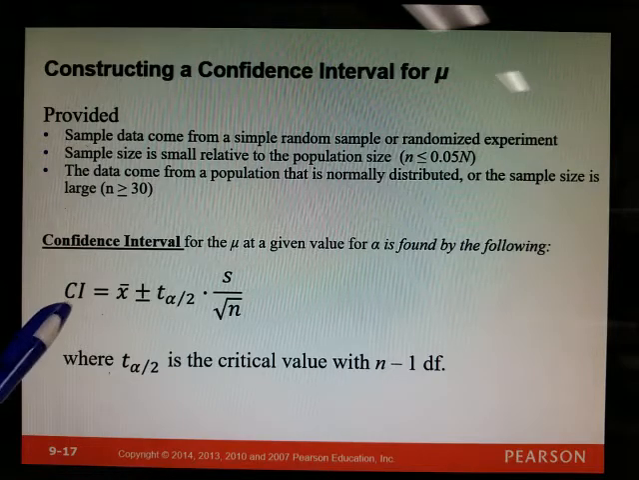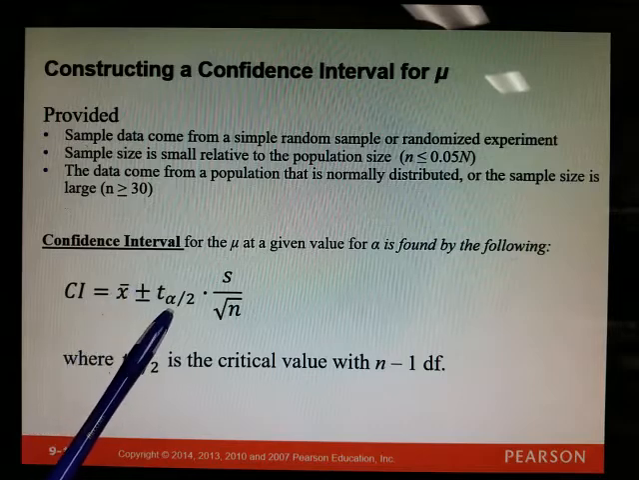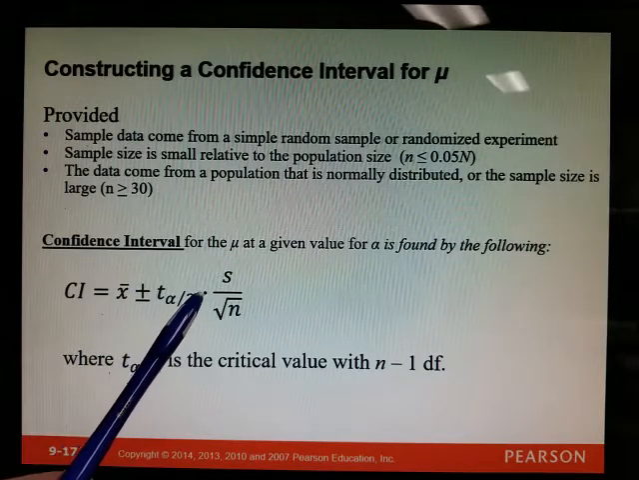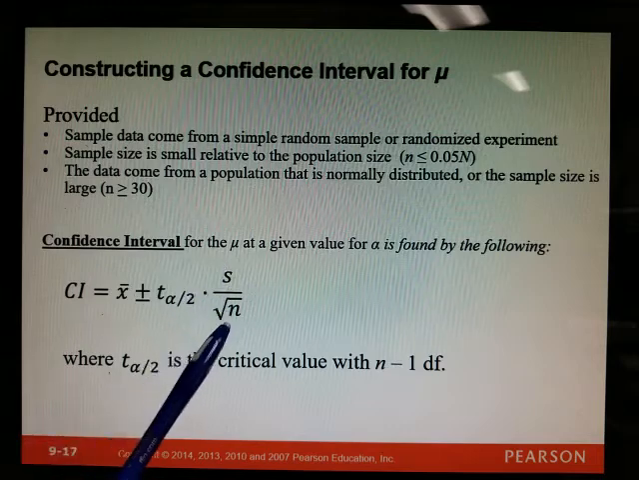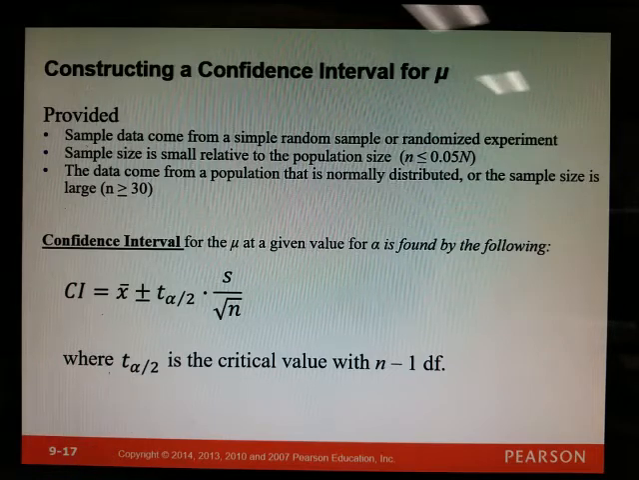So the confidence interval formula is going to use your sample mean. This is going to be your point estimate, plus or minus the t critical, which is going to be from your inverse t, times the standard deviation from the sample divided by the square root of n, which is the number in your sample. And again, the t sub alpha divided by 2, that's the critical value with n minus 1 degrees of freedom.